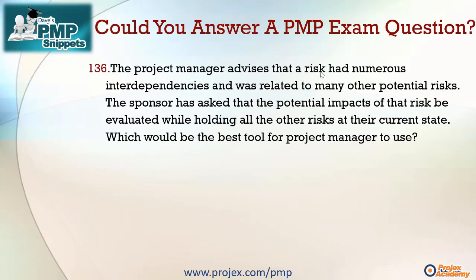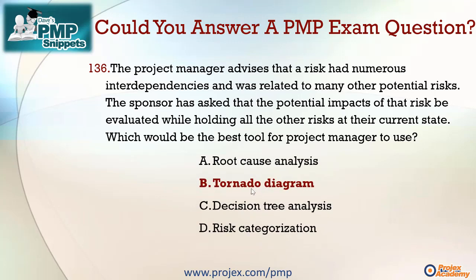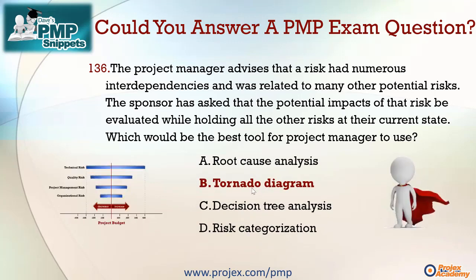The project manager advises that a risk has had numerous interdependencies and was related to many other potential risks. The sponsor has asked that the potential impacts of that risk be evaluated, here's the word, while holding all the other risks at their current state. If you saw that in a question, which then went on to say which would be the best tool for the project manager to use, well, it would be dead easy, wouldn't it? The tornado diagram is the right answer. And you, my friend, are a PMP hero.